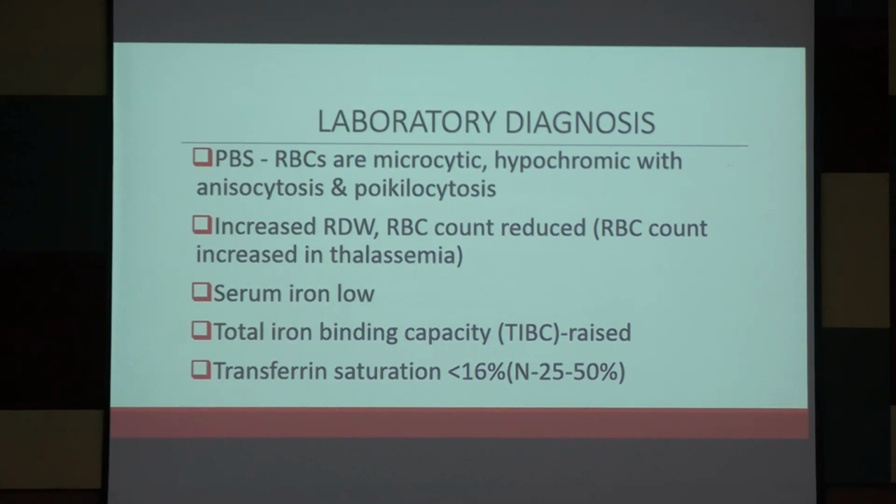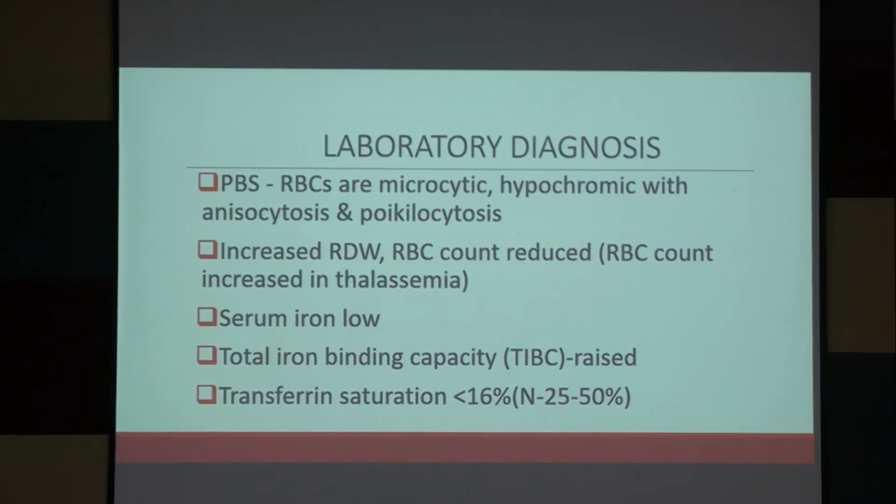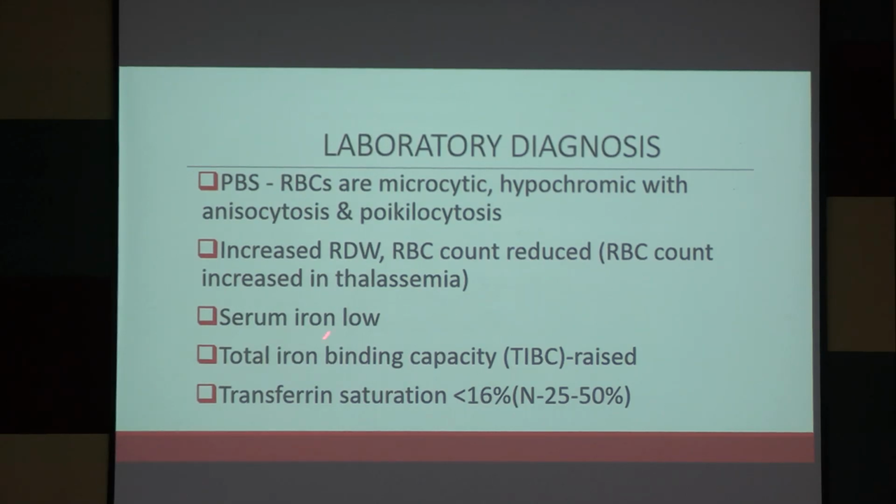There is a very famous table given in Ghai, which will be shown in the thalassemia class, on how to differentiate between iron deficiency anemia and thalassemia trait. These 2 points are important. RBC count is decreased in iron deficiency anemia but increased in thalassemia. Red cell distribution width is more in iron deficiency anemia but less in thalassemia. Serum iron is bound to be low, as there is no iron in the body. Total iron binding capacity will be raised and transferrin saturation will be less than 16%.